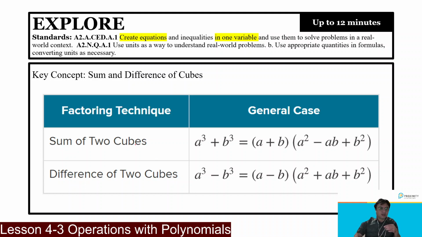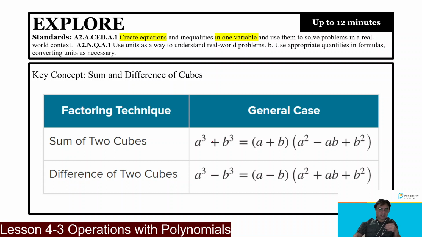But when you have sum of two cubes, it means that we have a cubed plus b cubed, and what this gives us is a plus b. The sign right here, it follows, right? And then it jumps to the end. And so that's how I remember it. So we have a plus b times a squared minus ab plus b squared. That's what a cubed plus b cubed gives us. That's what happens if we have it in the factored form.